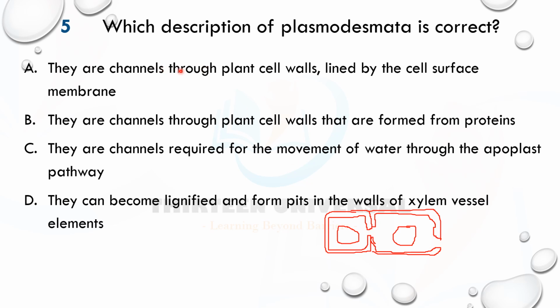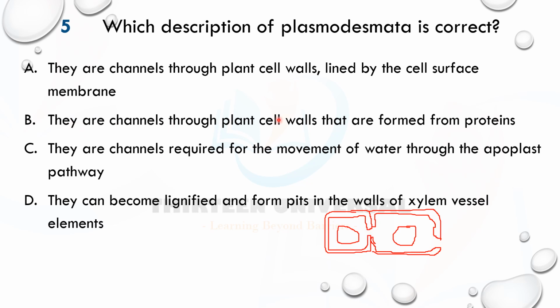So A says they are channels through plant cell walls. Yes, so they move through cell walls. But the cell walls are no longer there, and they are lined by the cell surface membrane. So the cell surface membrane is here, and here. This is cell wall, cell wall. So the plasmodesma is lined on both sides by cell membrane. This cell membrane lining it, this inner line here. So A seems to be correct.